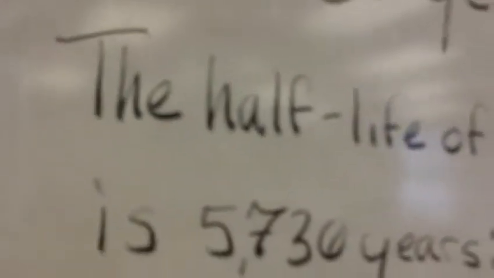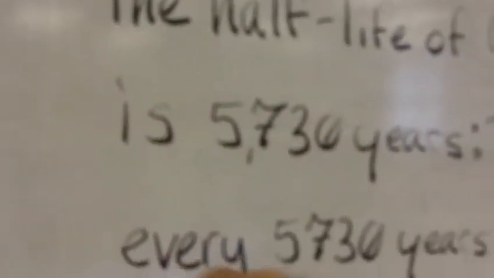Radioactive dating, 5,730 years. The half-life of carbon-14 is 5,730 years. This means that every 5,730 years, carbon-14 converts to nitrogen, leaving half of the original amount.